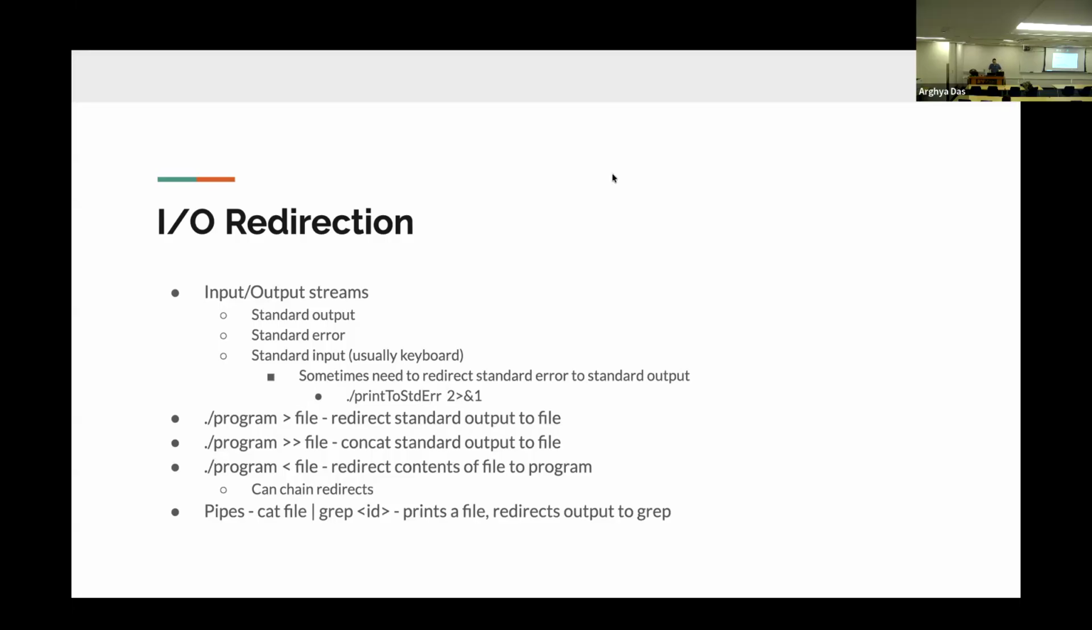If you want to put the output of a program into a file, you just do this, like greater than sign. So like my program greater than sign file will save all the outputs to a file. I'll show an example of that in a little bit. If you use 2 greater than signs, it will just concatenate to the same file. So that can be kind of useful if you're doing multiple runs or something and you just want it to be on the same file.